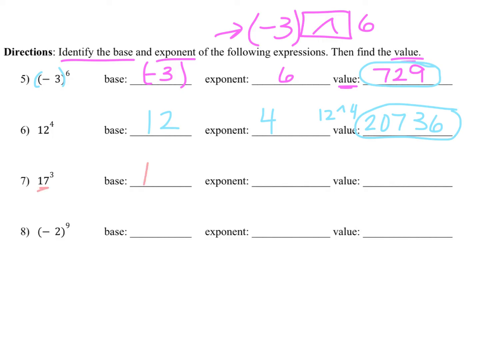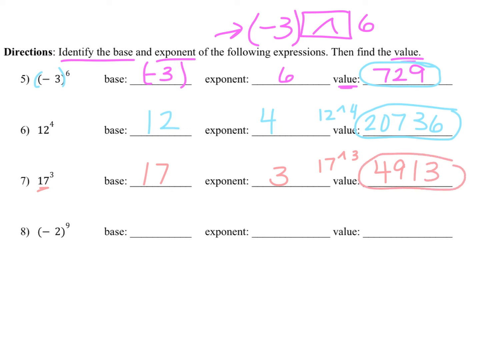Okay, next up is 17 to the 3rd power. The big number is the base, and the little number is the exponent. And then we're going to use our calculator, 17 to the 3rd power. 4,913.